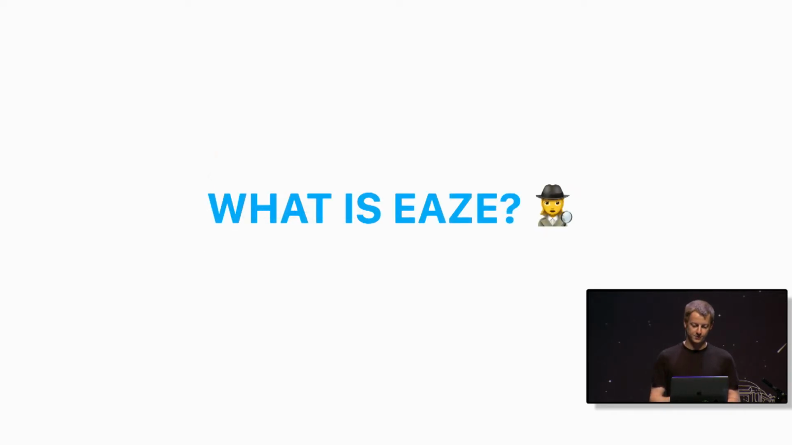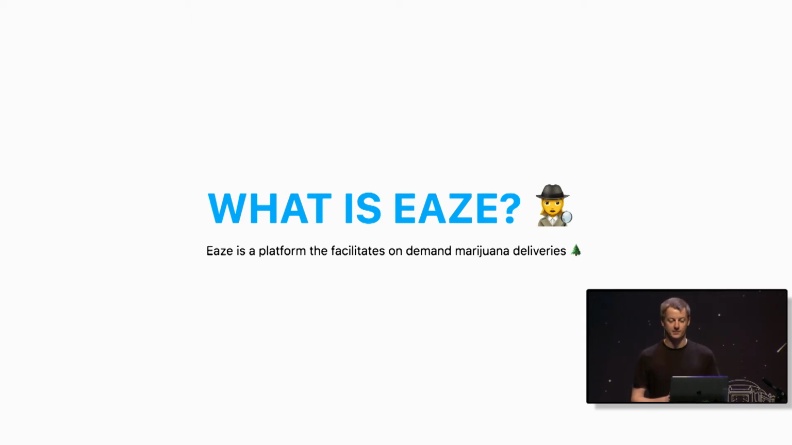So what is Ease? Well, Ease is a tech company that facilitates on-demand marijuana delivery. And when I say on-demand, I mean it. The majority of our deliveries are happening in under 20 minutes. CNBC once did a segment called Pizza versus Pot, where they ordered marijuana and pizza at the same time. And it turns out in San Francisco, you can get marijuana delivered faster than you can get pizza delivered.